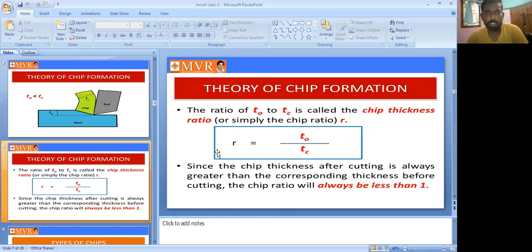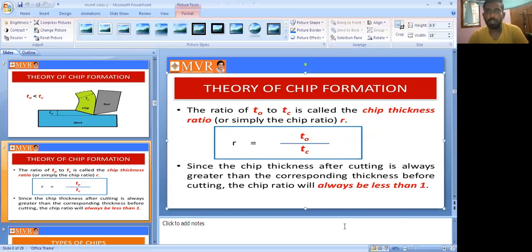Now the chip thickness ratio. The ratio of t naught and Tc is called the chip thickness ratio. Therefore, the chip ratio r equals t naught by Tc. Since the chip thickness after cutting is always greater than the corresponding thickness before cutting, the chip ratio will always be less than 1.